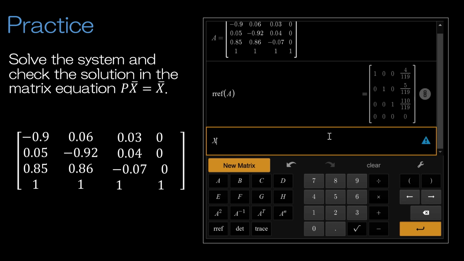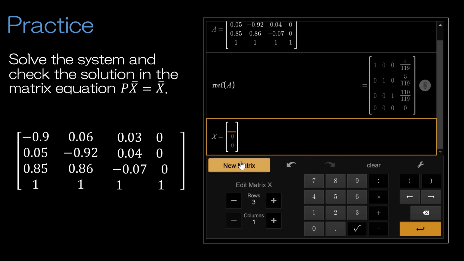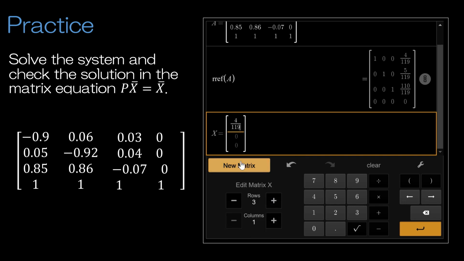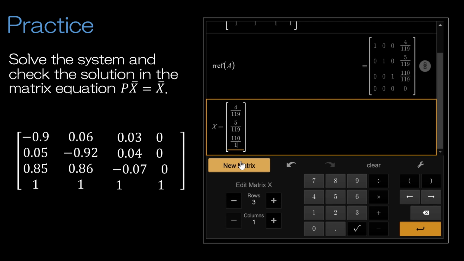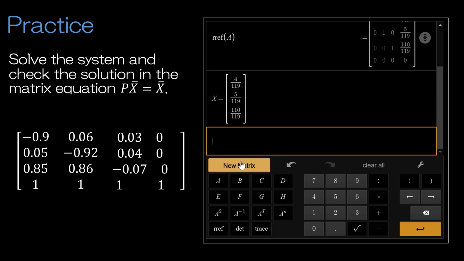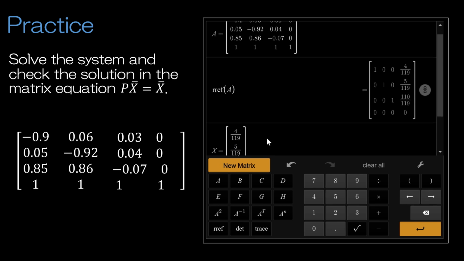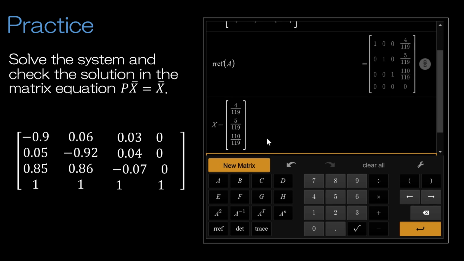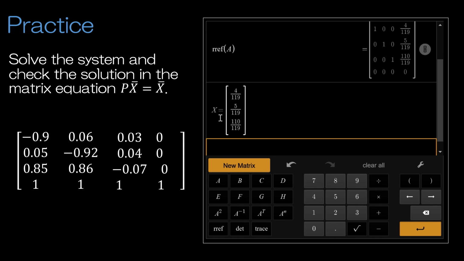X is equal to, and then I'm going to make a 3 by 1 matrix. I'm going to put in 4/119ths, 5/119ths, and 110/119ths. And if I take P times X, I should get that same solution. I didn't put P in ahead of time. I'll leave that part for you to do on your own. But this would be our steady state matrix.